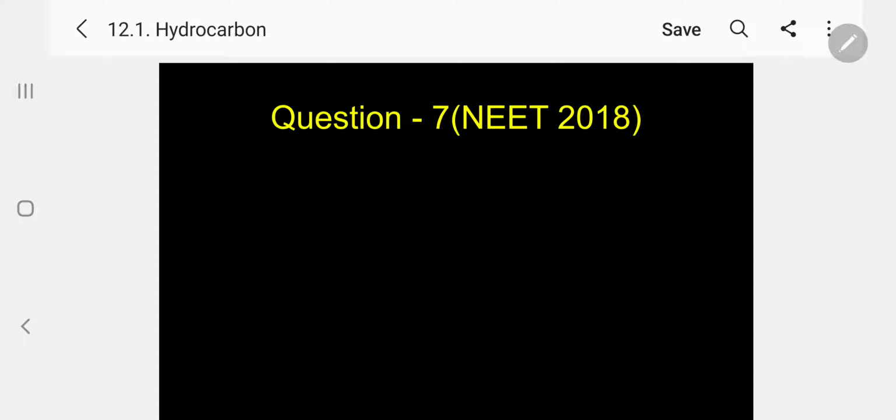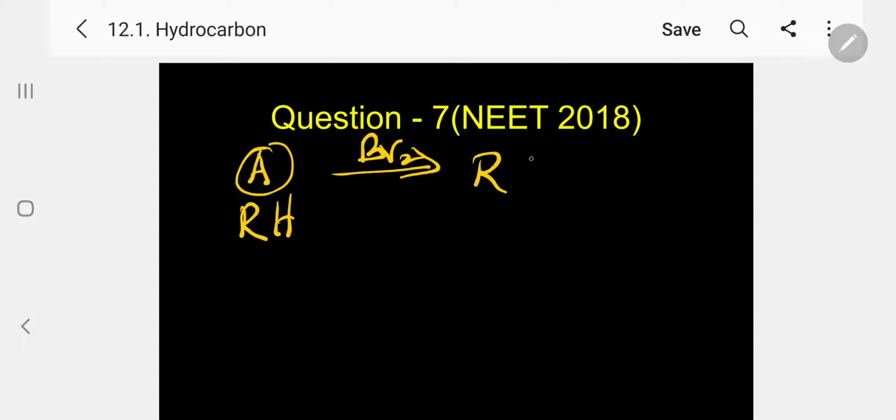Here, what is the question given? There is a hydrocarbon A, and hydrocarbon A is converted into a halide. Let me first give a rough idea. We are treating it with bromine. So it is a hydrocarbon; let me give the general formula RH. It is converted into RX. Please follow. The RX is going to react in the Wurtz reaction.